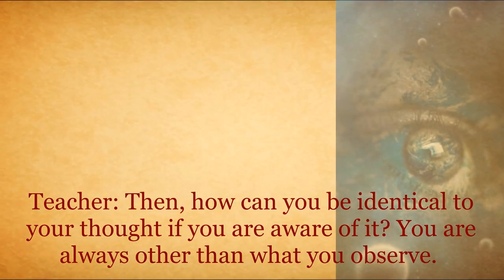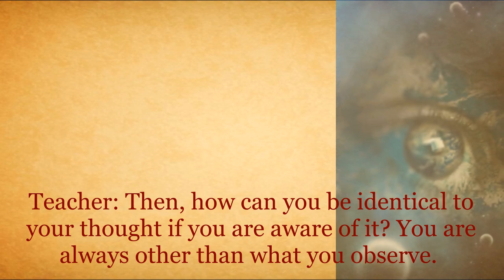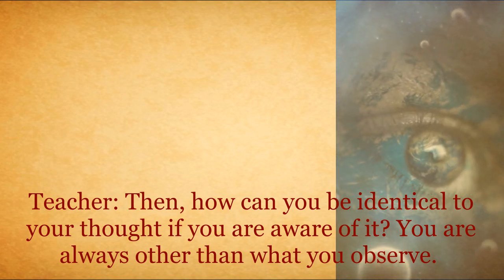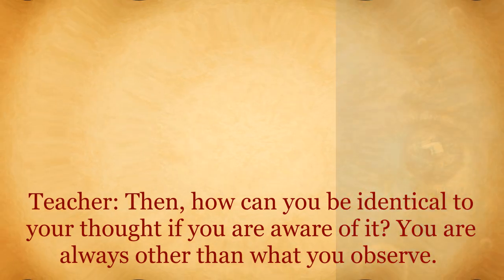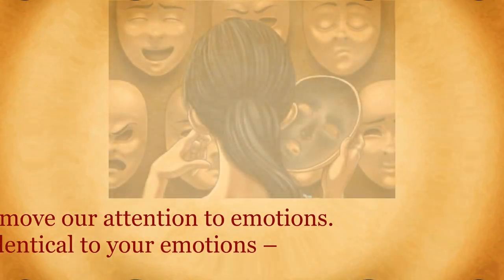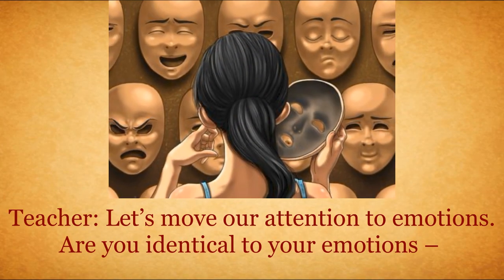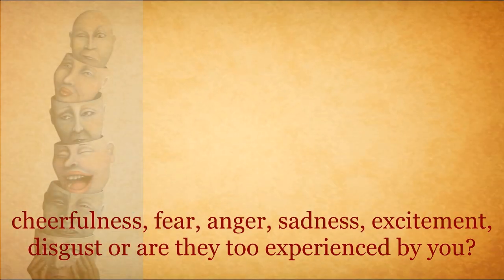Teacher: Then how can you be identical to your thought if you are aware of it? You are always other than what you observe. Student, pondering over this. Teacher: Let's move our attention to emotions. Are you identical to your emotions? Cheerfulness, fear, anger, sadness, excitement, disgust? Or are they too experienced by you?